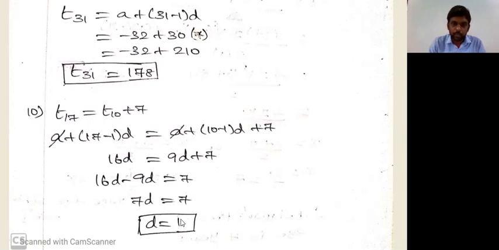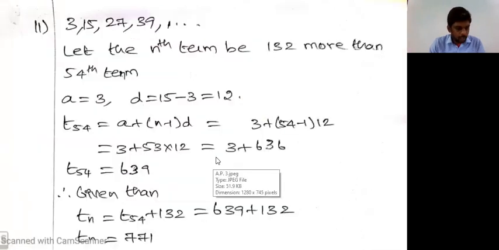We are asked to find the common difference, and this is the solution. Moving on to the 11th question. Which term of the AP 3, 15, 27, 39 and so on will be 132 more than the 54th term? So we have an AP here, 3, 15, 27, 39 and so on. And we are asked to find the nth term, which is 132 more than the 54th term. For that, we have to find the 54th term first. So let the nth term be 132 more than the 54th term.